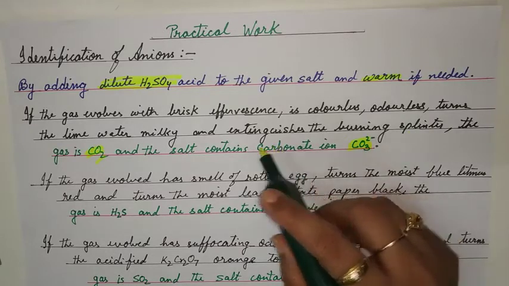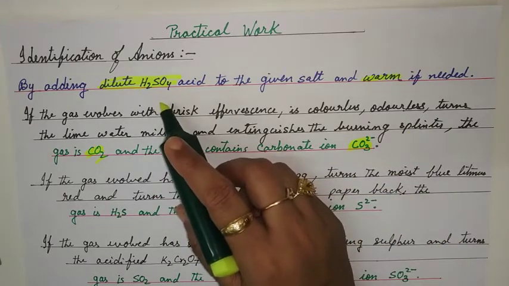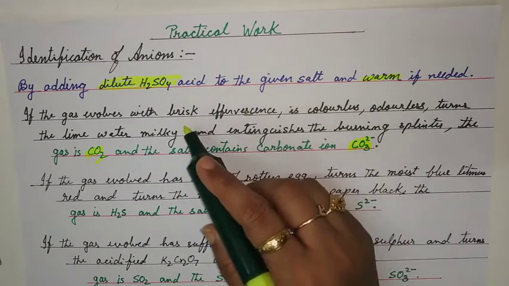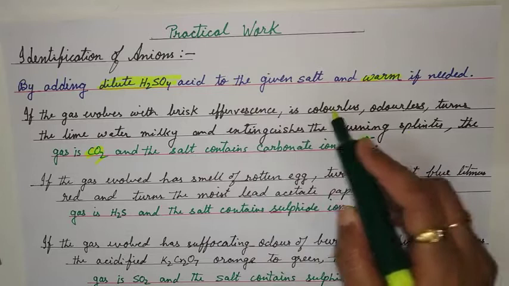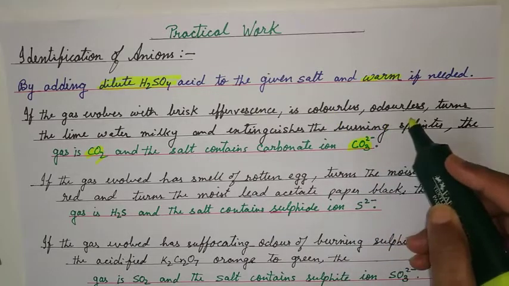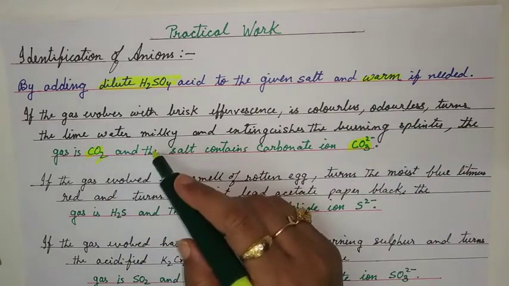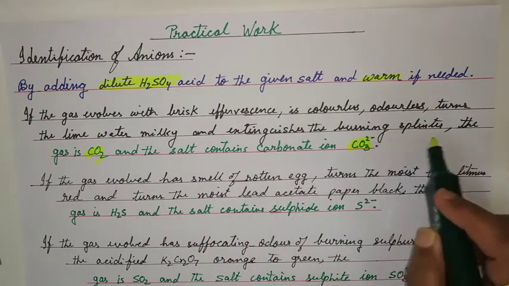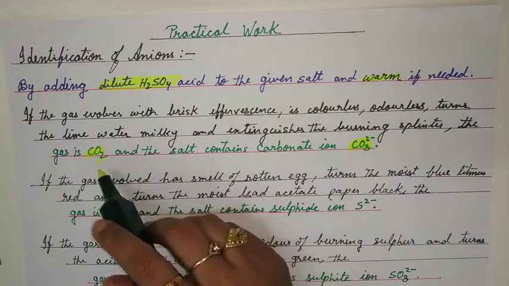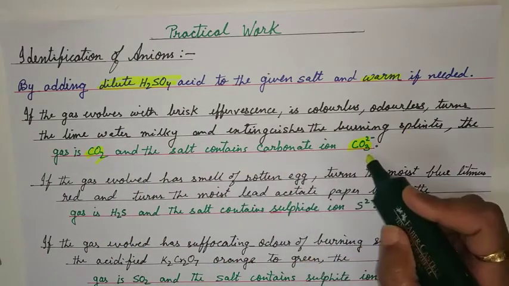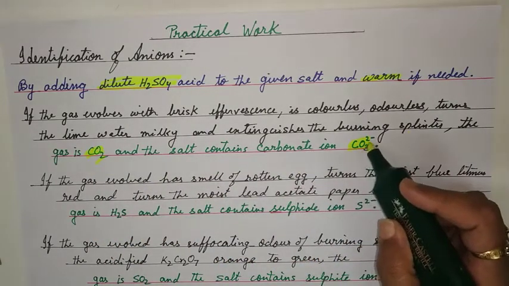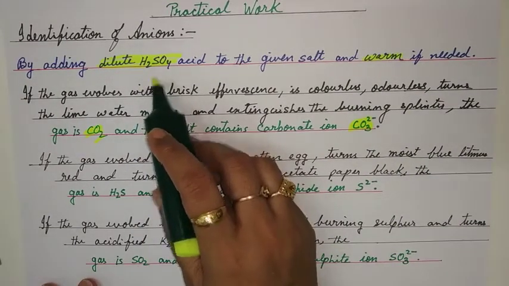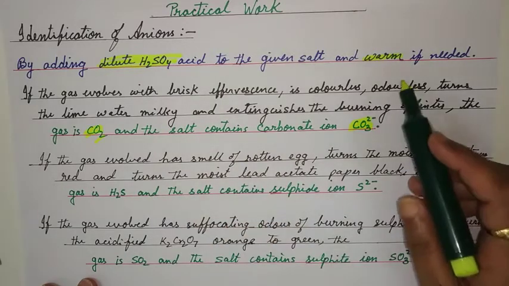Do I repeat? With dilute H2SO4 added to the given salt, if the gas which comes out is coming out with a brisk effervescence, it's a colorless, odorless gas, and it is turning the lime water milky. It is also extinguishing the burning splinter. We are sure that the gas is CO2, and then we are sure that the anion is carbonate.